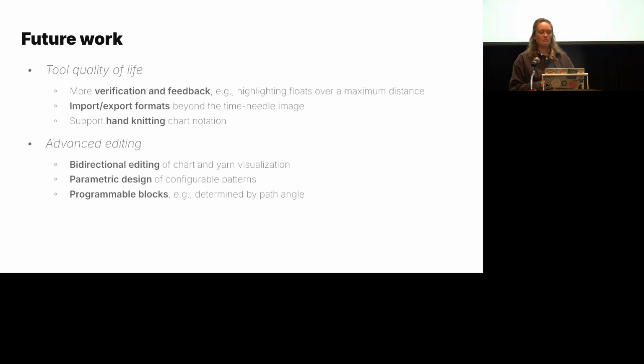But beyond that, I think there's a lot of really interesting work that could happen with more advanced editing tools. There's been a lot of prior work at UIST that is focused on things like bidirectional editing and parametric design of vector graphics. And I think bringing that work to the domain of knit programming could be really interesting. And then also making it possible to do things like program block conditions could be really powerful. So instead of having those hard-coded boundary conditions I showed earlier, someone could be able to define custom blocks based on path angle or the value of cells at a lower layer.